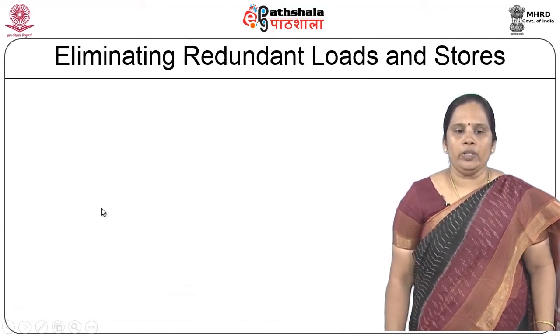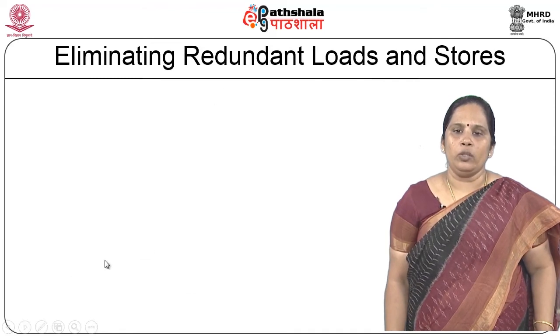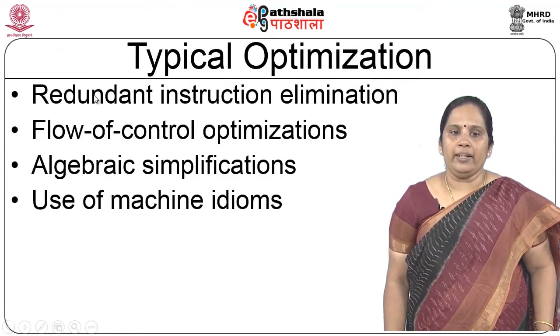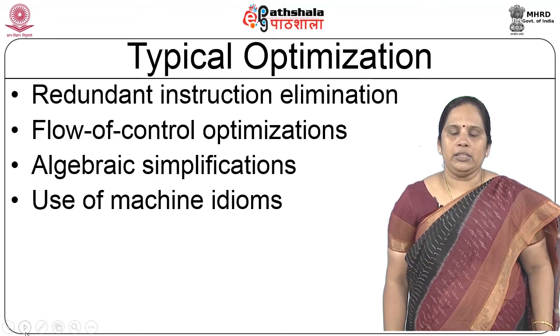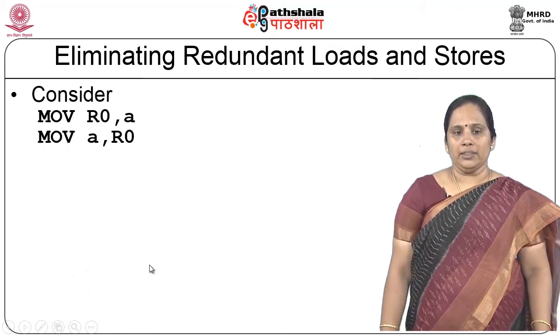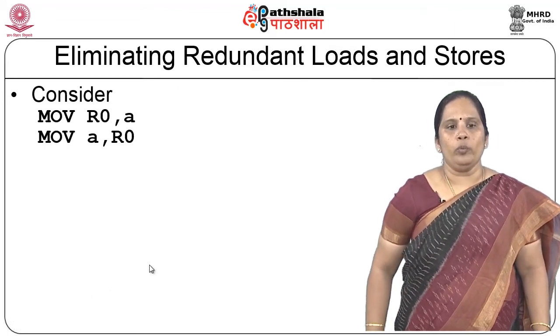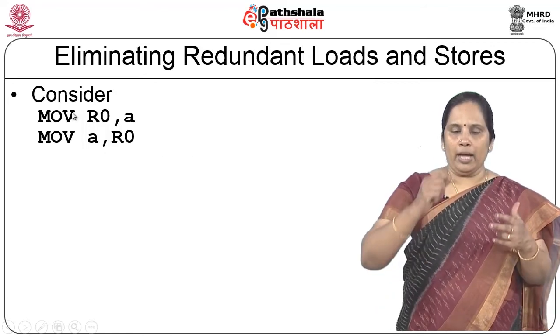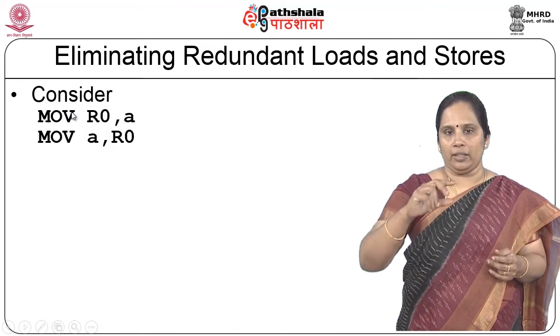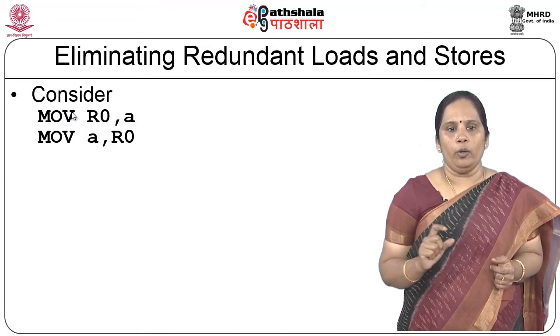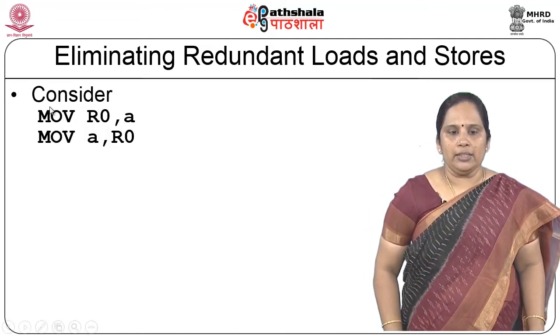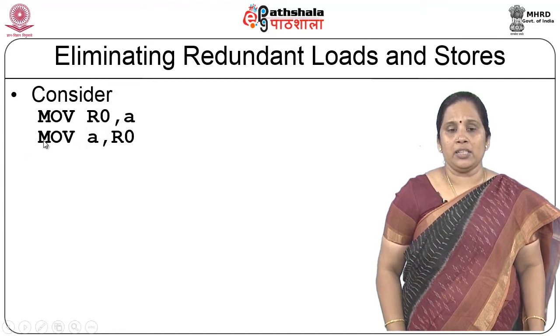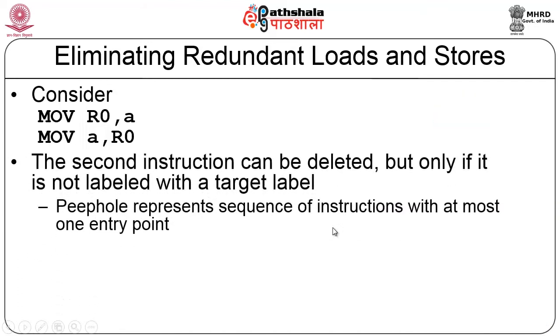The first one is eliminating redundant loads and stores, which is what we called redundant instruction elimination. Consider these instructions: move R0 comma A and move A comma R0. They occur one after the other. Looking through a small window, I know that the second instruction is redundant, therefore I will try to get rid of it.